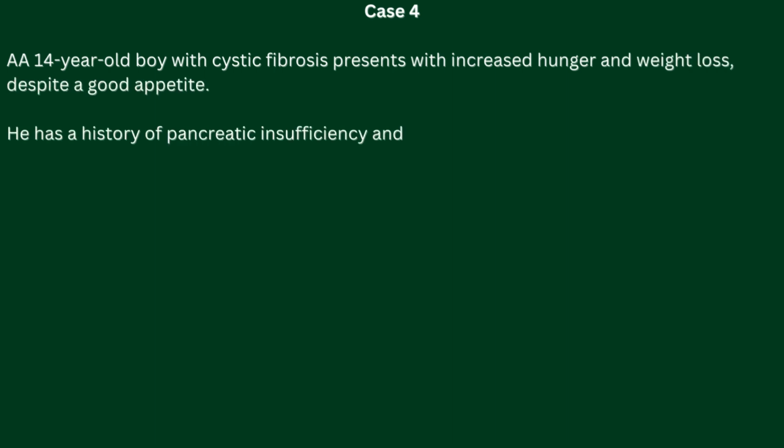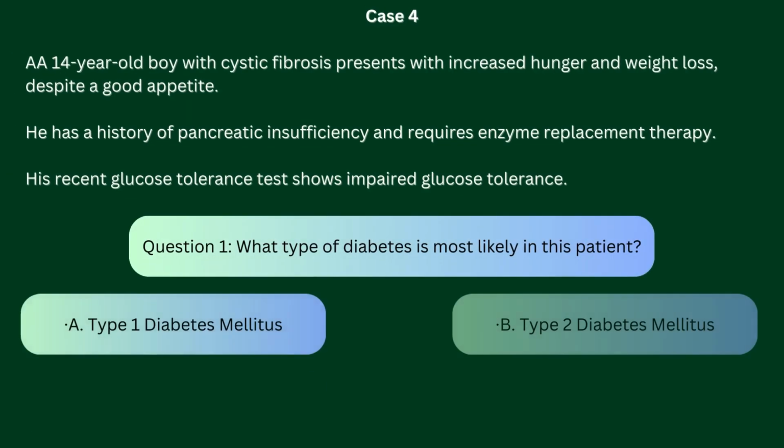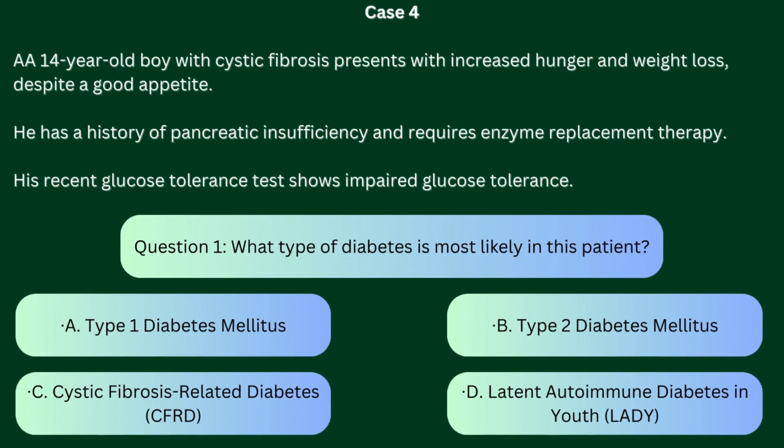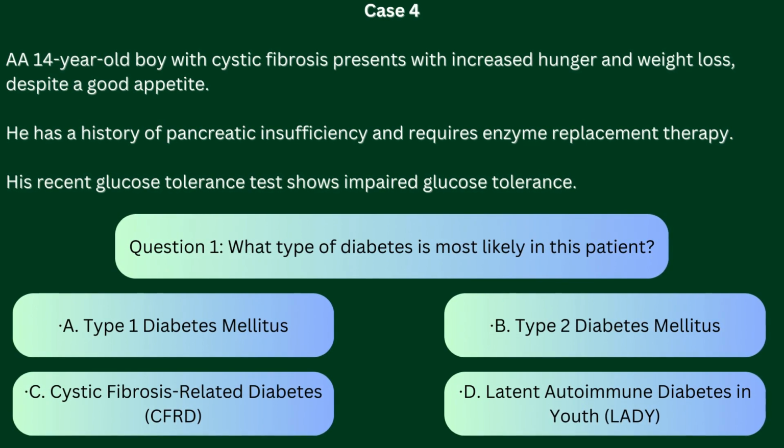He has a history of pancreatic insufficiency and requires enzyme replacement therapy. His recent glucose tolerance test shows impaired glucose tolerance. Question number 1. What type of diabetes is most likely in this patient? A. Type 1. B. Type 2. C. Cystic fibrosis-related diabetes. D. Latent autoimmune diabetes in adults, or LADA.